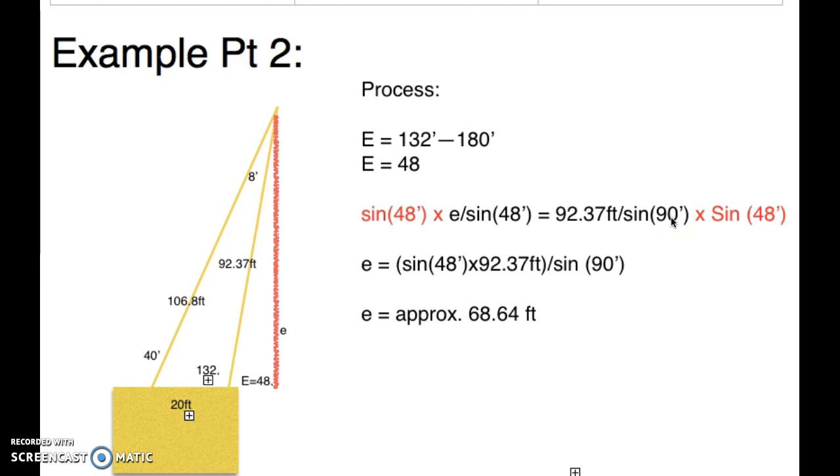Now, in order to get little e by itself, we are going to have to multiply both sides by sine of 48 degrees. This will leave us with e equals sine of 48 degrees times 92.37 feet over sine of 90 degrees. 90 degrees is gotten because this is flat and this line is going straight up, so a right angle is left on the side right here, across from 48 degrees. Now, once this has been plugged in, we are going to get approximately 68.64 feet.